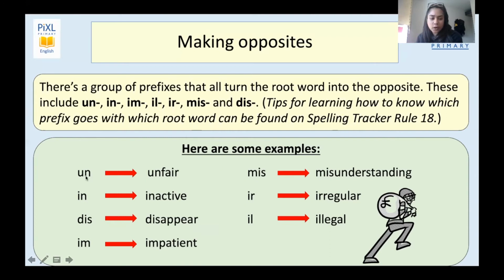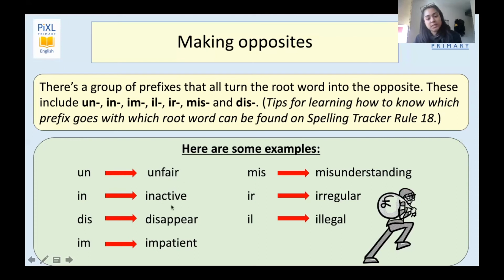So here we've got un, which can be used in unfair, in for inactive, dis for disappear, im giving us impatient. We've got mis in misunderstanding, and ir in irregular, as well as il in illegal. These are some words where we have root words that are turned into the opposite of what they mean. So unfair is the opposite of fair.